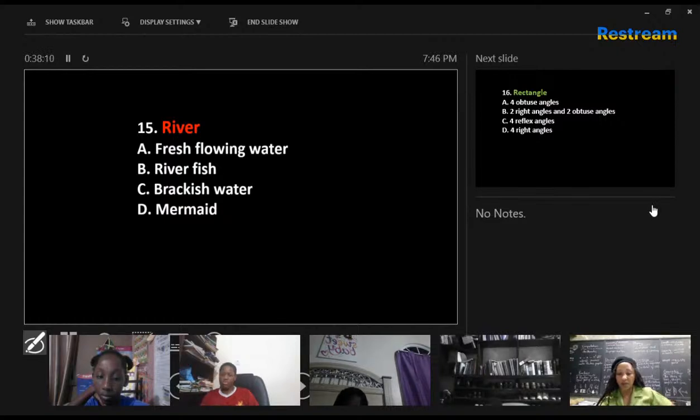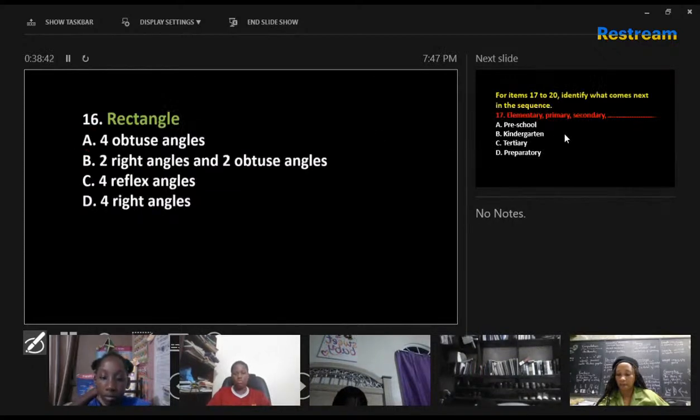Zoe is coming in with her answer for number 14. She's saying line. No, a fraction doesn't have to have a line. Remember, we can write a decimal fraction. That's a type of fraction. Nia, A. Fresh flowing water. Maceline, A. Victor, A. And Julie also says A. So that's a river is a body of fresh flowing water. Madison, number 16.